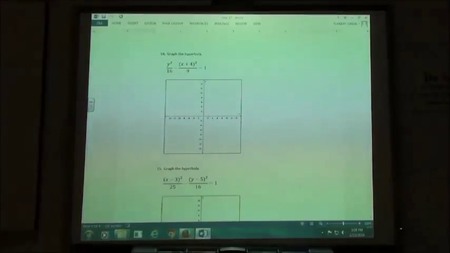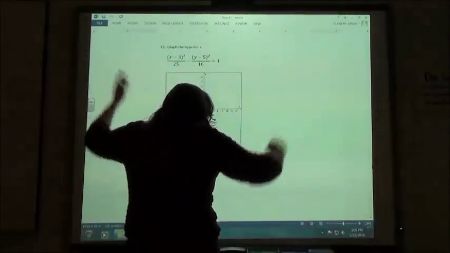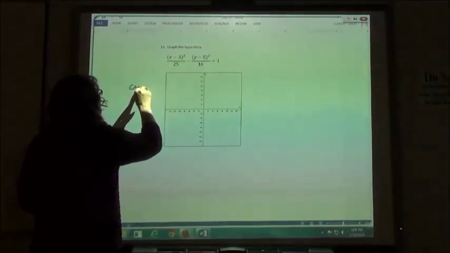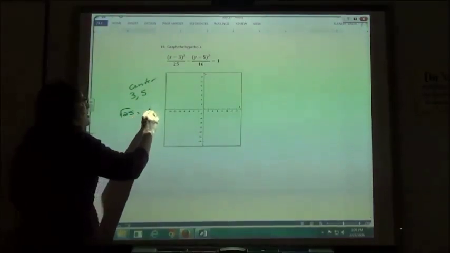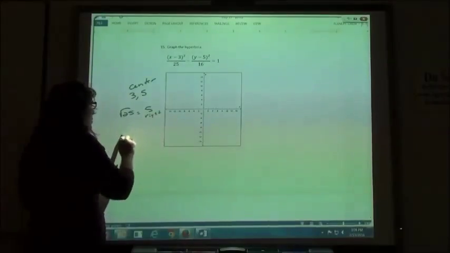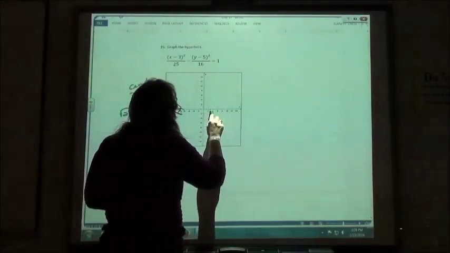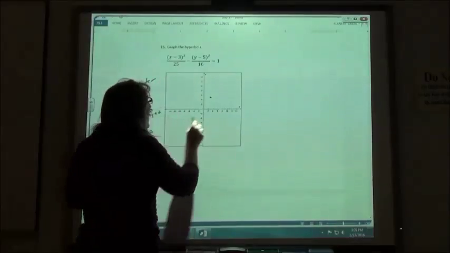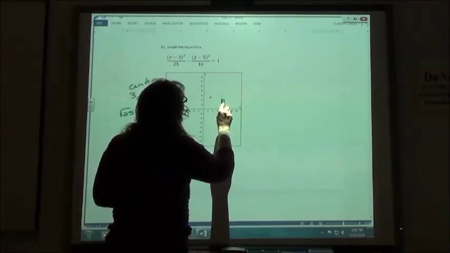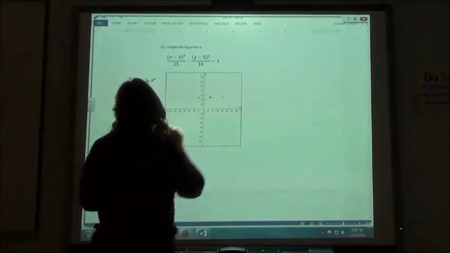So going back over here on Alex on number 15, or on our notes number 15, in this one my x is first. So I know it's going to open up to the right and to the left. My center will be at 3, 5. Square root of 25 is going to be 5 to the right. Square root of 16 is going to be 4 up. So my center would be at 3, 5. 3, 1, 2, 3, 4, 5. I'm going to go 5 to the right. 1, 2, 3, 4, 5.